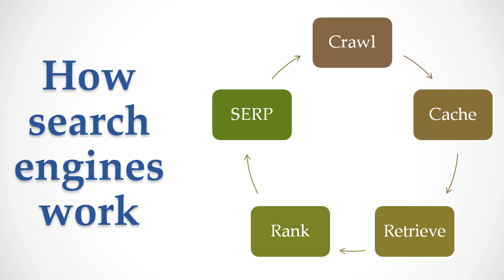And that takes us on to cache. Cache is about storing your web pages on their servers. So Google will come along and take a copy of your web page and actually store it on their servers. It's a simplified copy of a web page, and I'll go into that in a little bit more detail later. But then after that, when someone conducts a search, they'll want to retrieve the information.